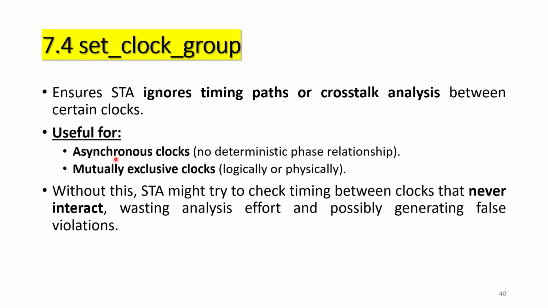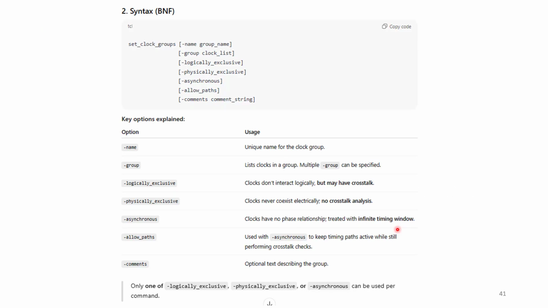As I already told you, asynchronous clocks will not share a fixed phase relationship, and they may come from two different clock sources. Next, mutually exclusive clocks, that is, logically or physically. Without this, STA might try to check timing between clocks that never interact, wasting analysis effort and possibly generating false violations. So we need to carefully write a constraint saying the clocks are asynchronous.